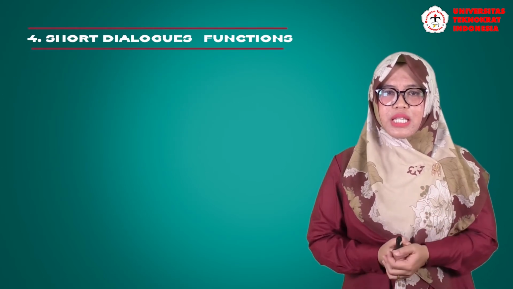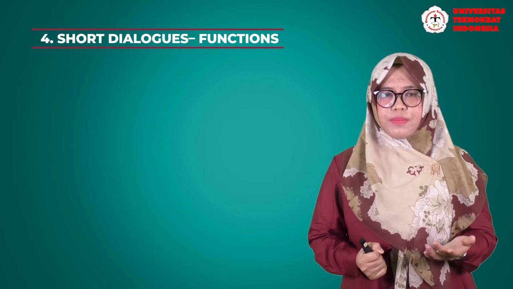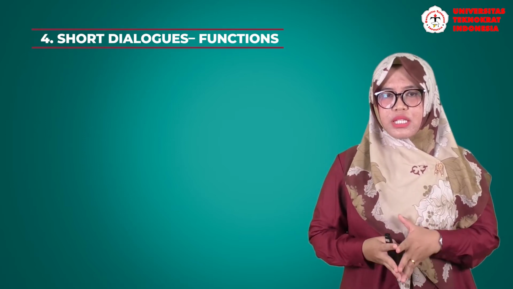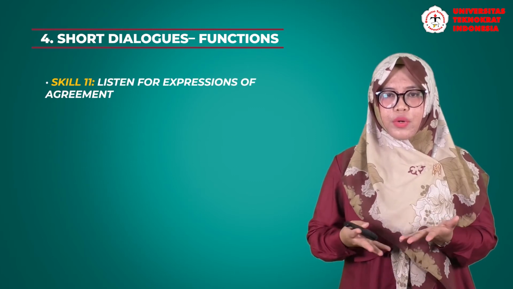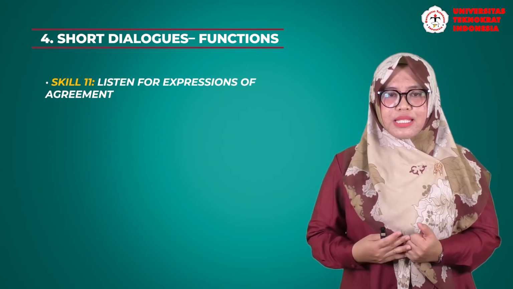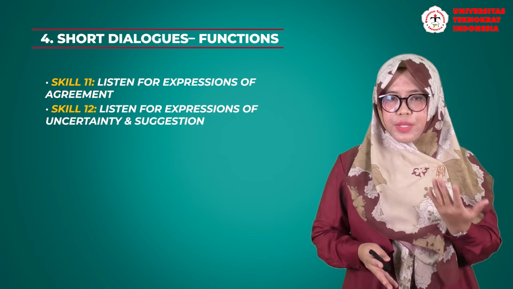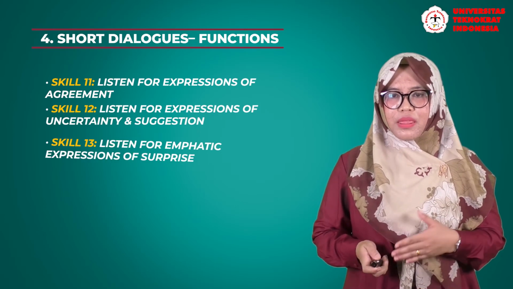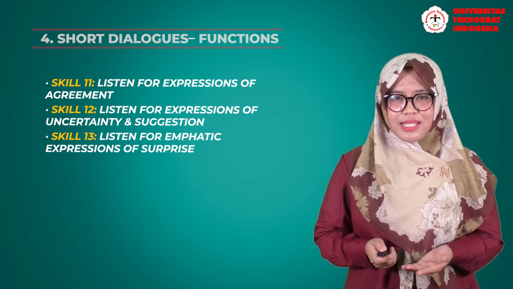The fourth strategy is short dialogues for functions. There are 3 skills under this strategy. The first is about listen for expressions of agreement. The second is about listen for expressions of uncertainty and suggestions. And the last, listen for emphatic expressions of surprise.